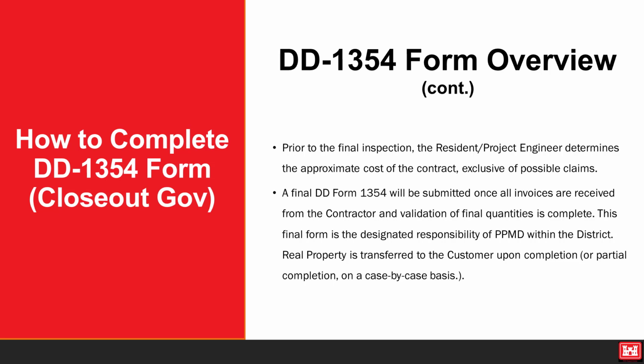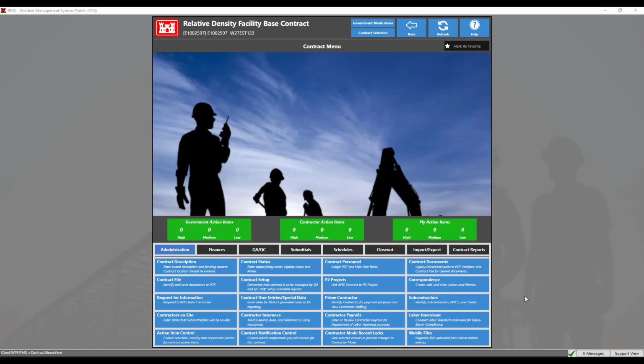Real property is transferred to the customer upon completion or partial completion as the case may be. Real property items can be created by the contractor or government. Once a contractor has entered the information and sent for government review, the government should be able to add the additional information to the real property item. In this example, a contractor has already submitted a real property item and is pending government review.